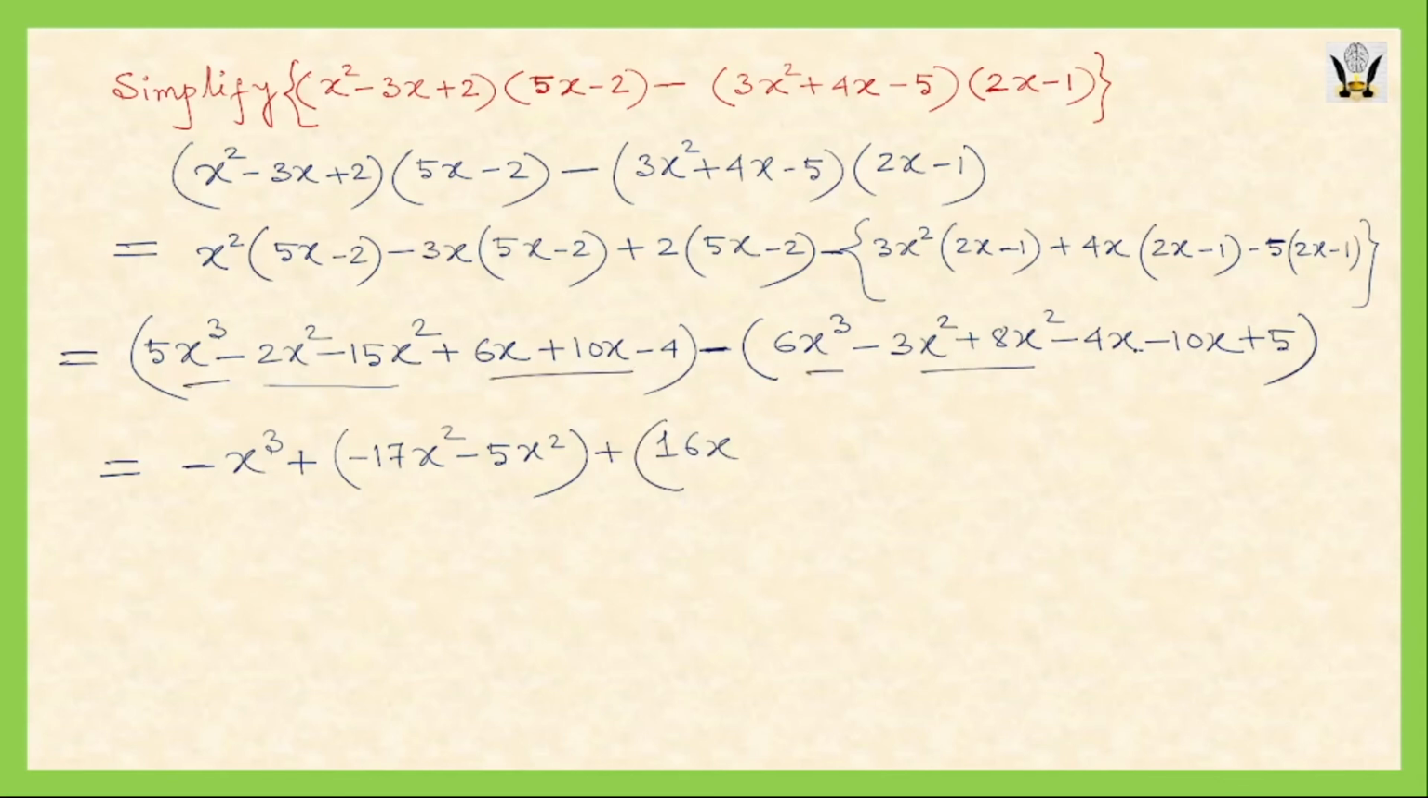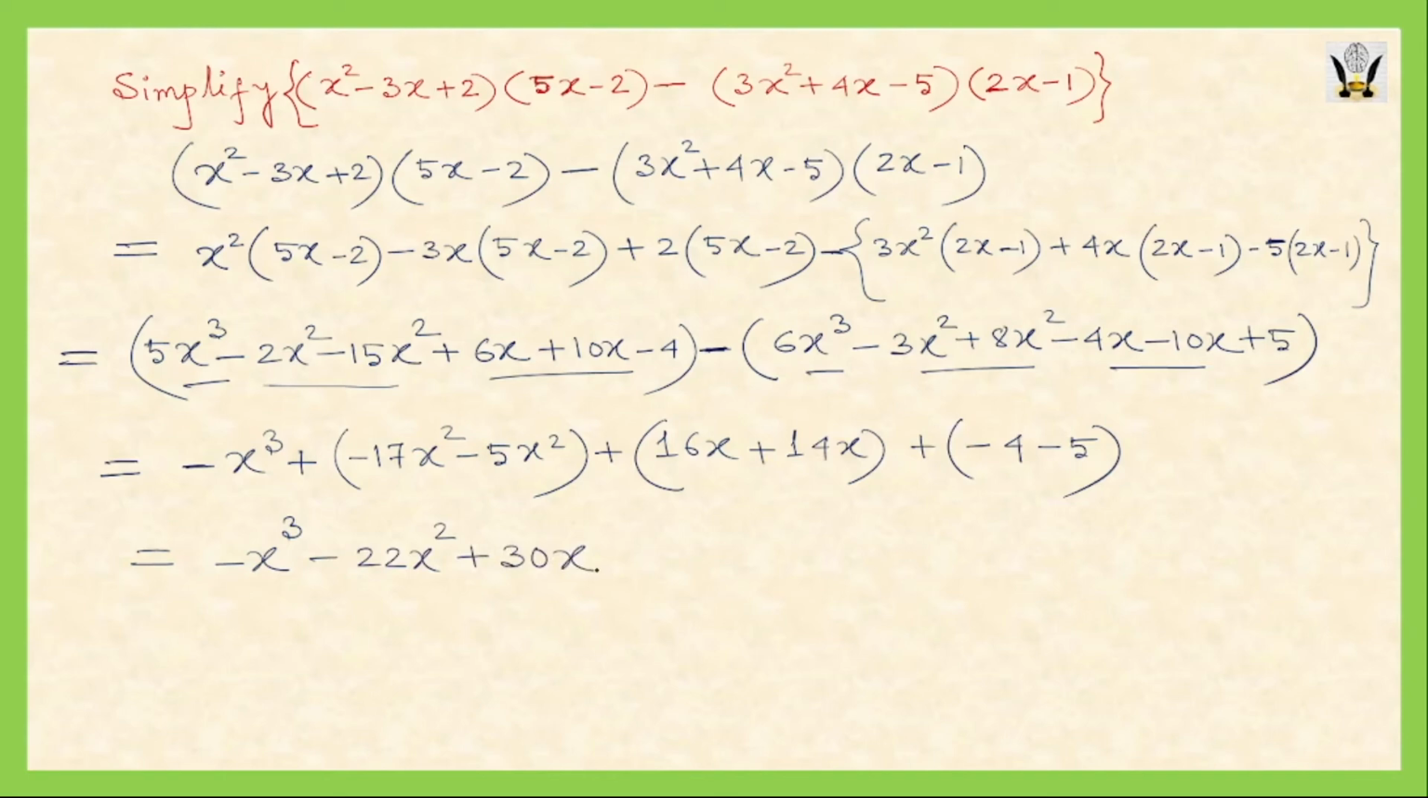Now minus 4 and minus 10, it will be minus 14x, and we have one minus here, so it will be plus 14x. Then here we have one term which is minus 4, here we have plus 5, and here we have negative signs, so it is minus 5. Now if we simplify further, then it will be minus x cube, minus 17 minus 5, so it will become minus 22x square, then 14 and 16, it will be 30, so it will be plus 30x, then minus 4 minus 5, it will become minus 9. So this will be the final answer.